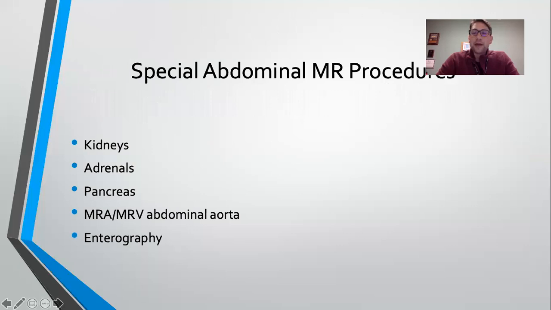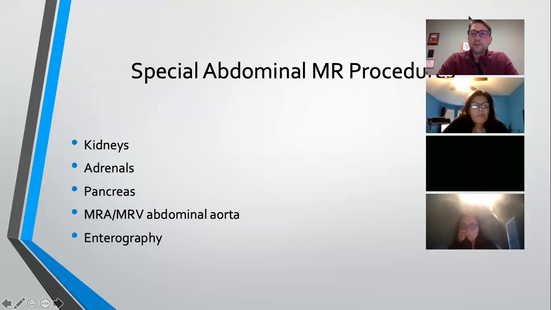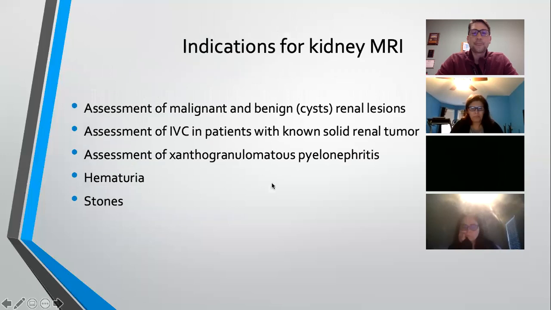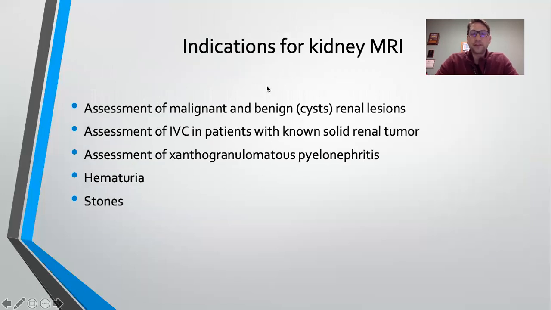All right. So then you have special sequences and scans sometimes that you have to do for these particular body parts. So we'll go over those real quick. Some indications for the kidneys. So you could be assessing malignant lesions or benign cysts of the kidneys. So a lot of people have cysts in their kidneys as you age.